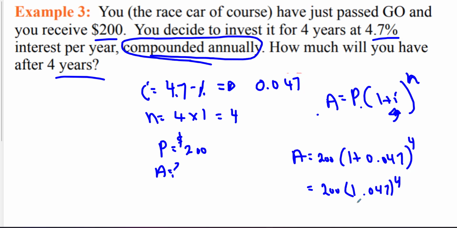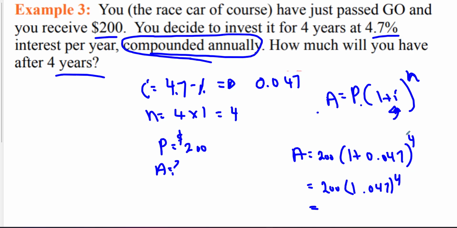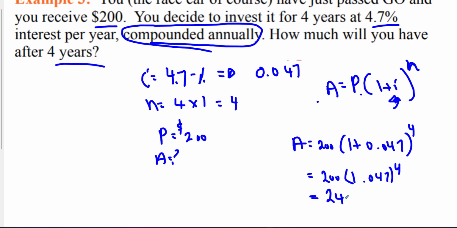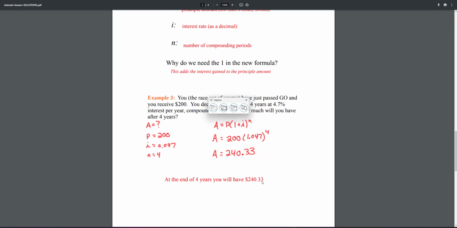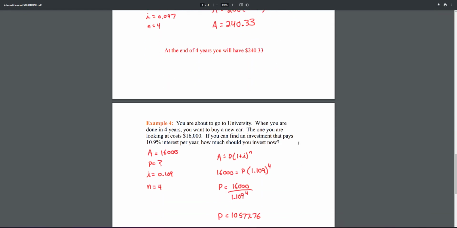So it's very similar to the previous example. You just plug it into your calculator. That's really all you got to do. 1.047 to the power of 4 times 200, and you get 240. When it comes to money, you always keep 2 decimal places for the cents. All right, and that's the answer. 240.33. Easy stuff.